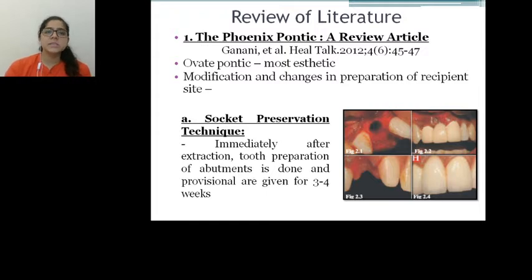The ovate pontic is the most aesthetic pontic, and some modifications and changes can be done to it to preserve the extraction site. So first is the socket preservation technique.